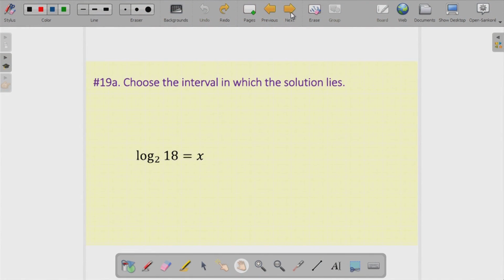We're going to be looking at a question that someone emailed in. 19A is the question on the on-level review packet. It says, choose the interval in which the solution lies, and that's the instruction for the next couple of ones we're going to look at, 19A, 19B, 19C. So how do we reason through this particular one?